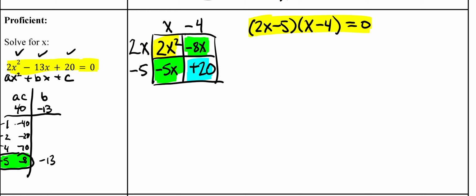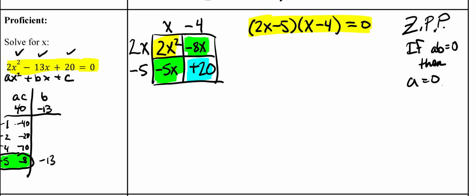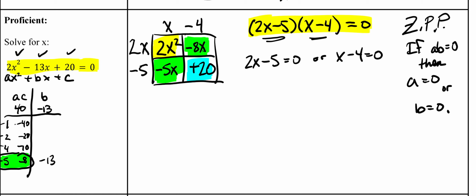So now using the zero product property, ZPP, that means that if you've got A times B equals 0, it's only possible that A equals 0 or B equals 0. And so if this is my A and this is my B, then I can just say 2x minus 5 equals 0 or x minus 4 equals 0.